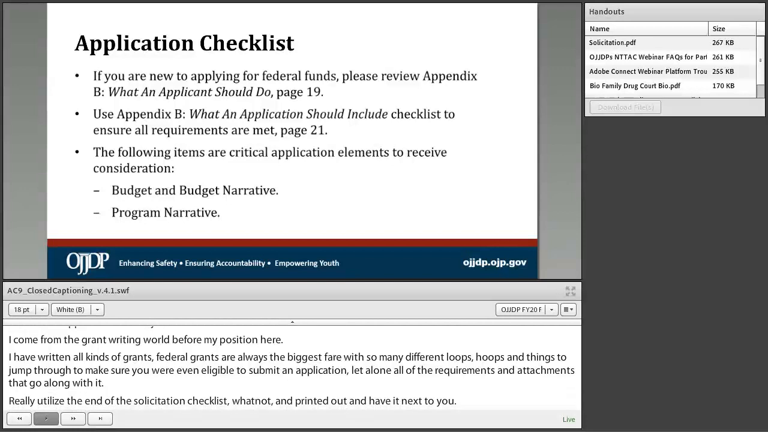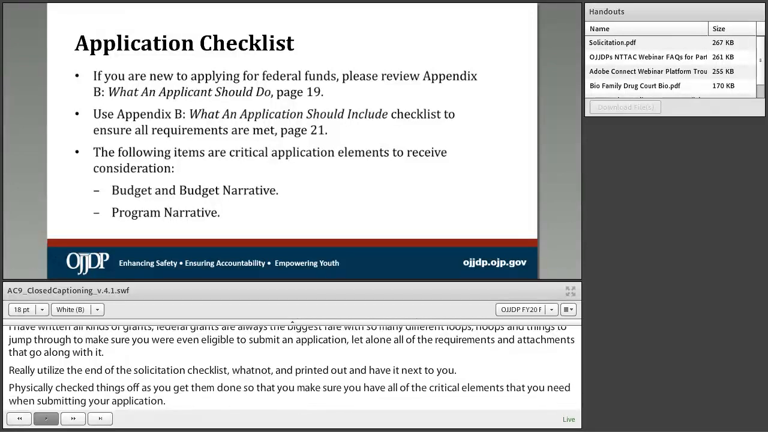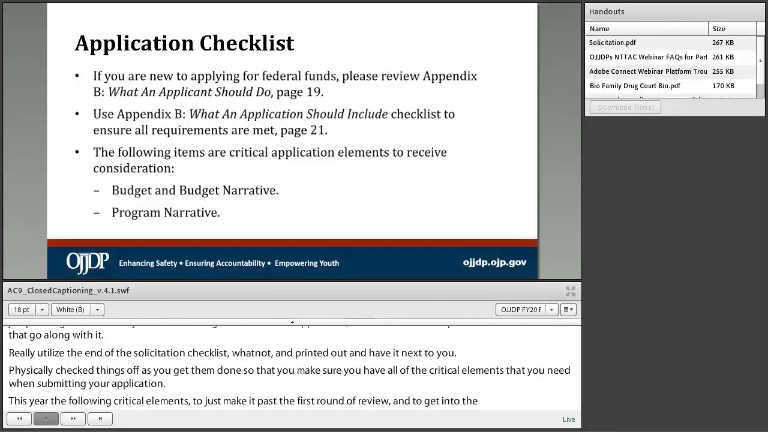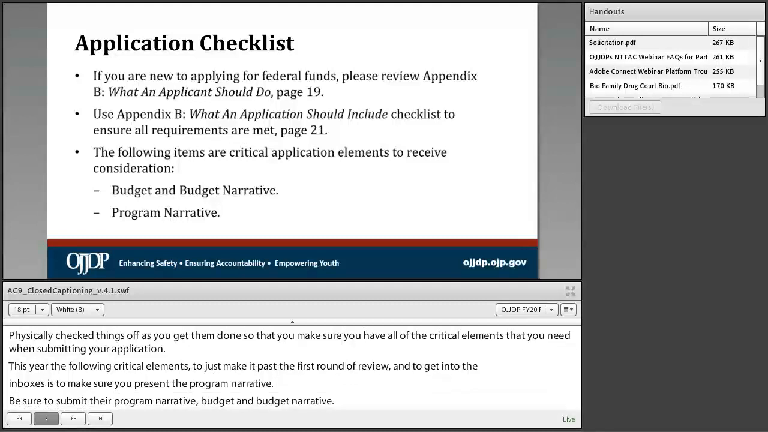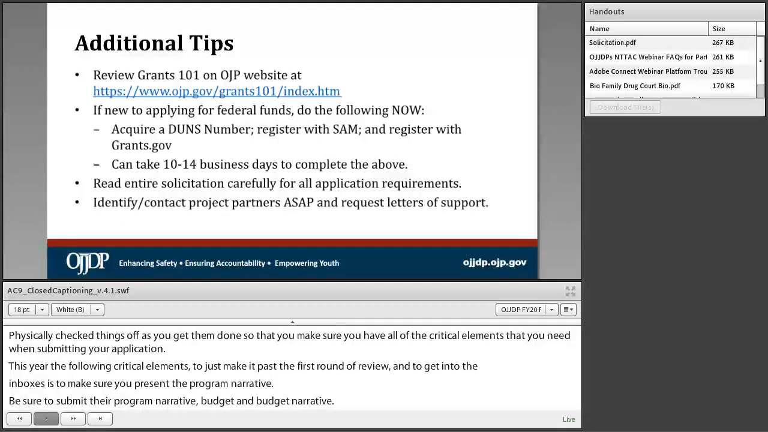This year, the critical elements to just make it past the first round of review and to get into our inboxes is that you make sure you submit the program narrative, as well as your budget and budget narrative. Those will be the two bare minimum requirements that you have to submit in order to at least make it into peer review. So if anything else, make sure you submit those two items to us.